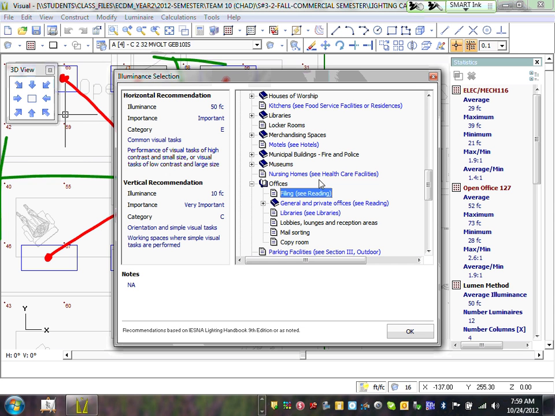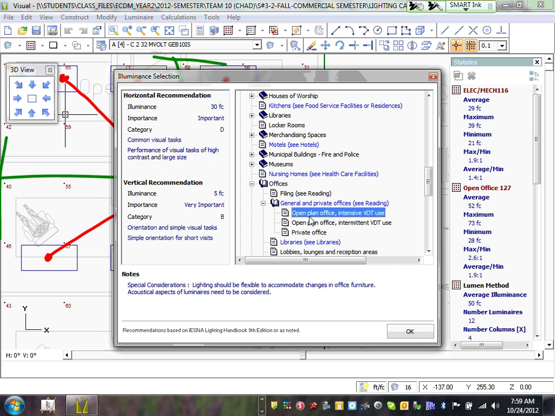Okay, let's go look at another area in the office. Let's look at open office. Here you go. Open plan office, intensive VDT, and open office, intermittent VDT. So let's use the intensive one. People are sitting there at all times.